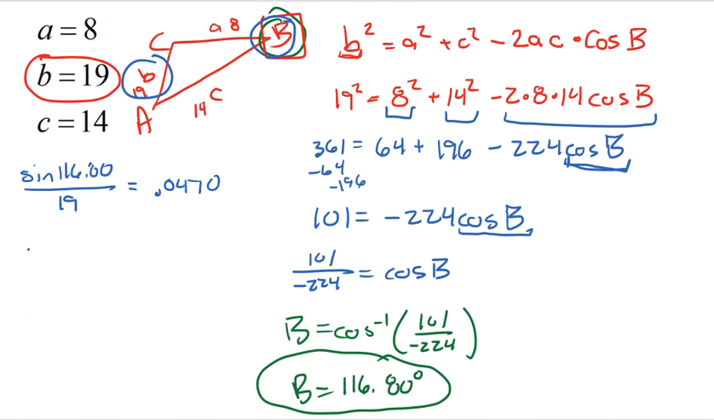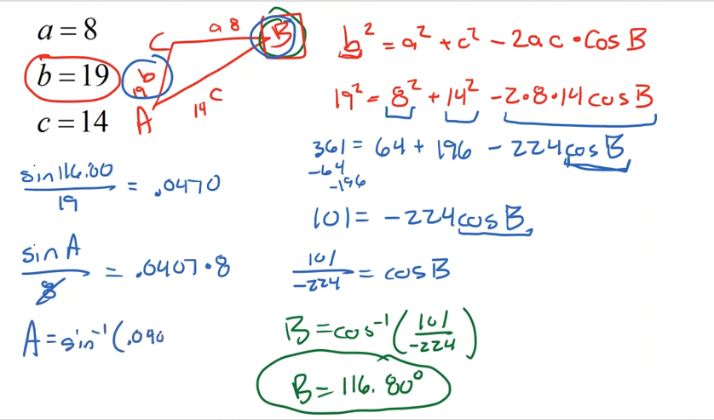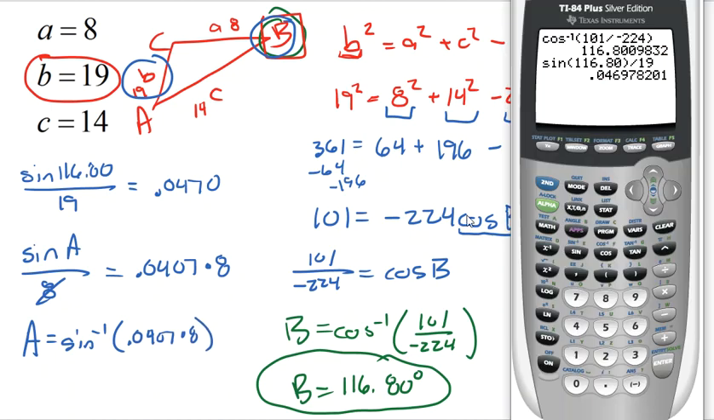Let's find A. So I know that sine of angle A divided by little a, 8, is the exact same ratio. So I'm going to multiply both sides by 8 to cancel out the division of 8. And then again, I know you're all whispering in your head: pull the old switcheroo. A is going to be the inverse sine of 0.0470 times 8. But check out what I do on my calculator for accuracy purposes. I'm going to do sine inverse, and I'm going to do 8 times, but I'm going to grab all those decimals. I'm not just going to use 0.0470.